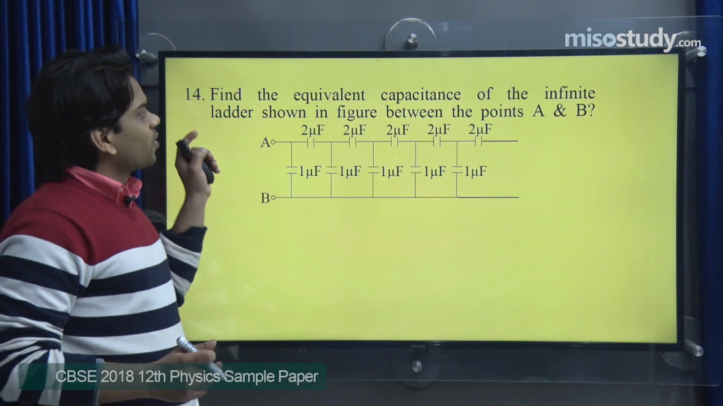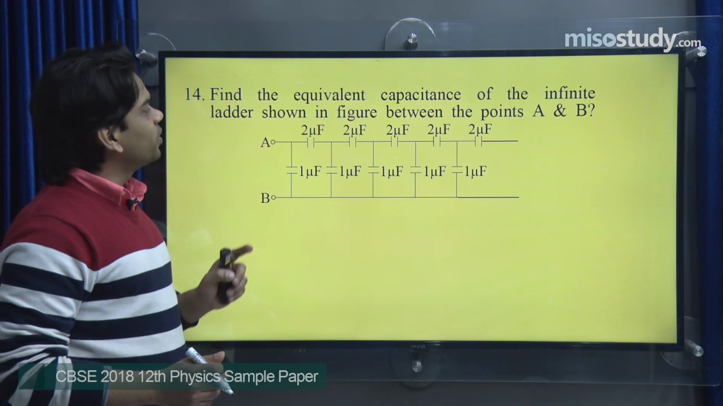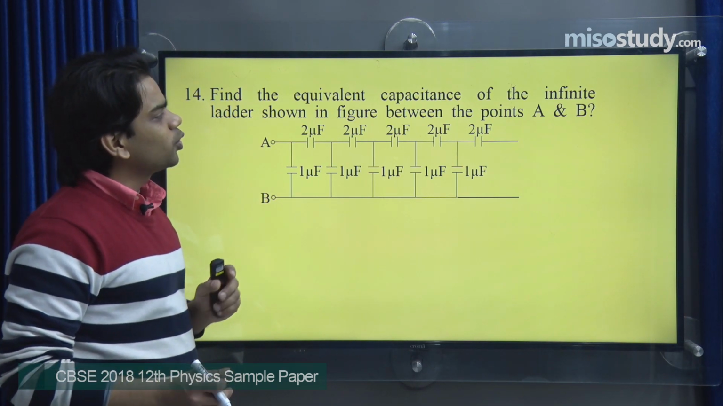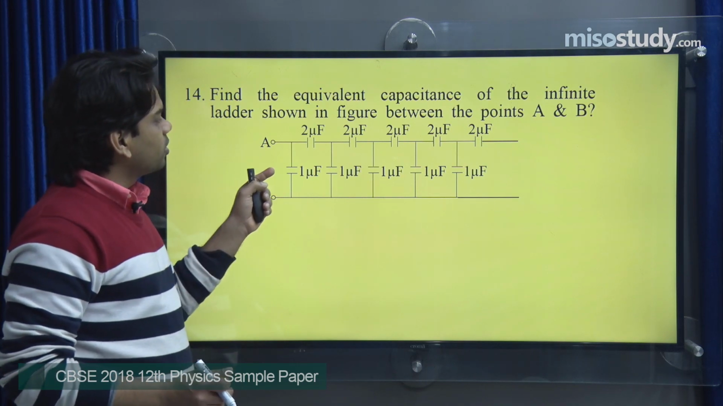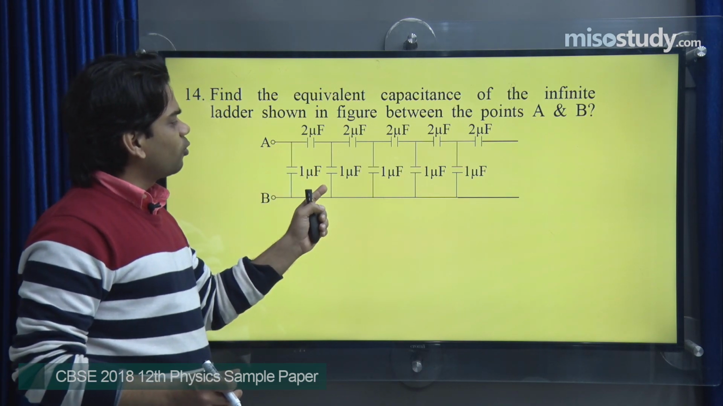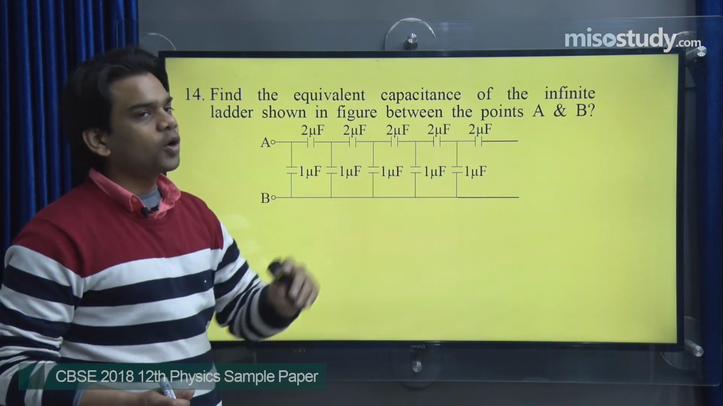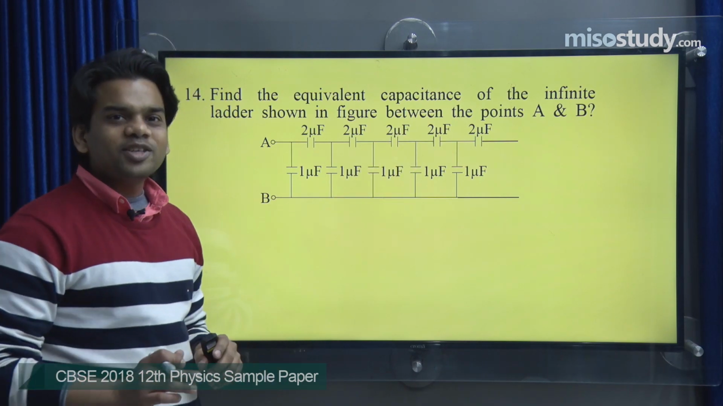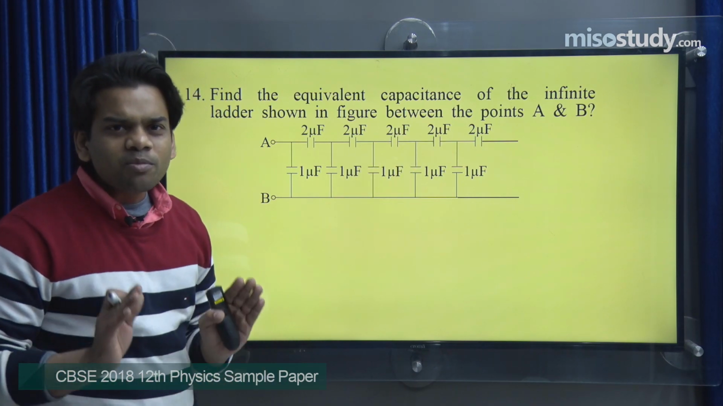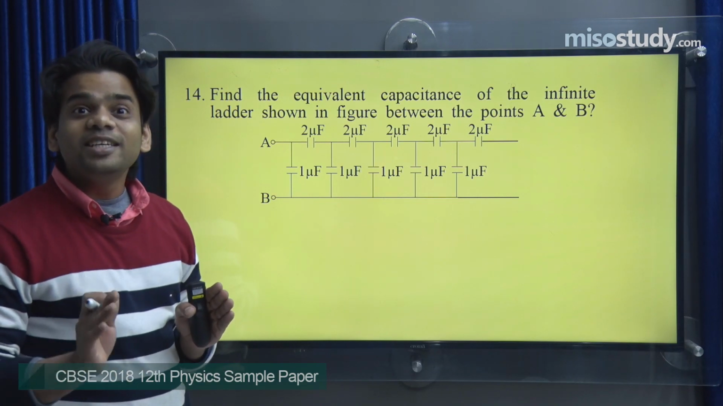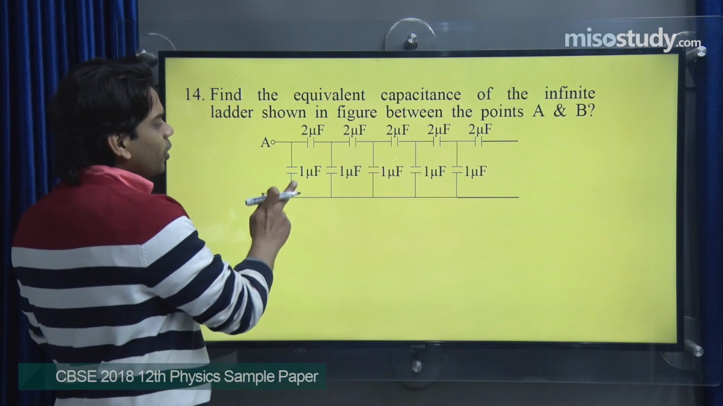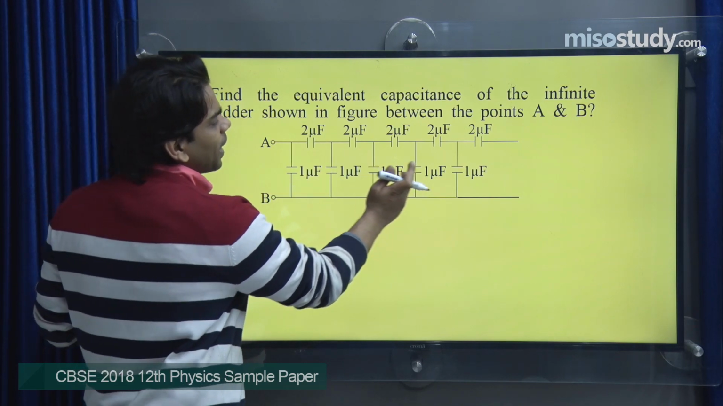14th question. Find the equivalent capacitance of the infinite ladder shown in figure between the points A and B. 1 microfarad, 2 microfarad, again 1, 2, 1, 2, it's continuing. Now see, this is a case of an infinite ladder. So if you remember the method how to do this, you can easily solve this. Now see here, after 1 and 2, the same pattern is continuing.